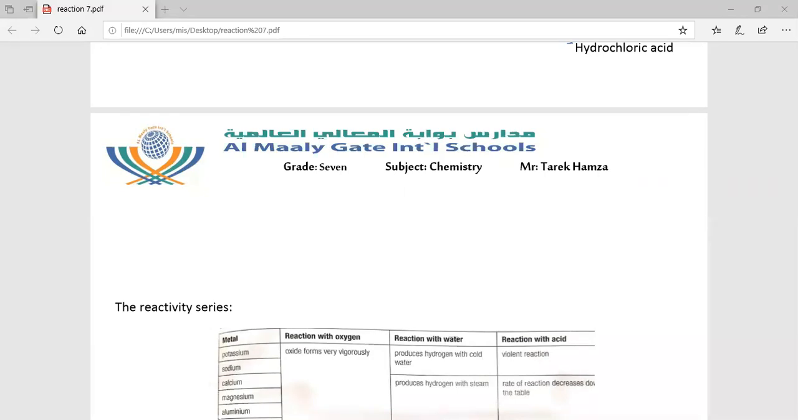I finished this point. If anyone has a question, please raise your hand. Yasmin Nasser. Yes, Mr. What is the concentrated acid?